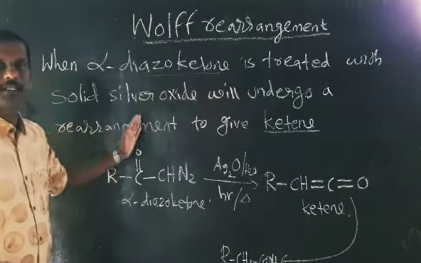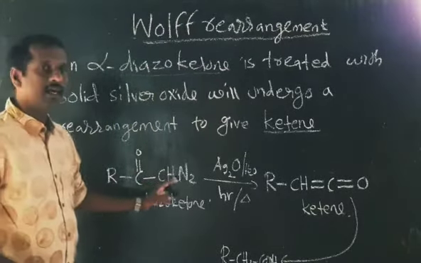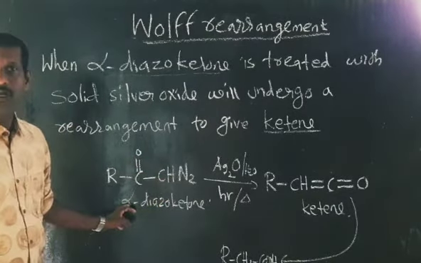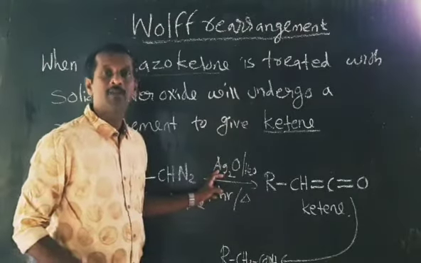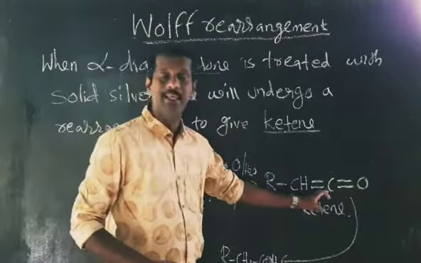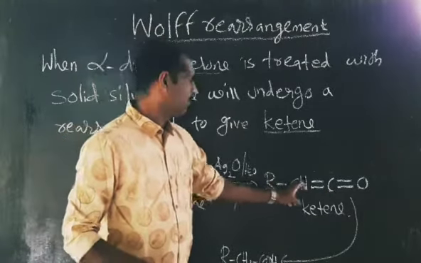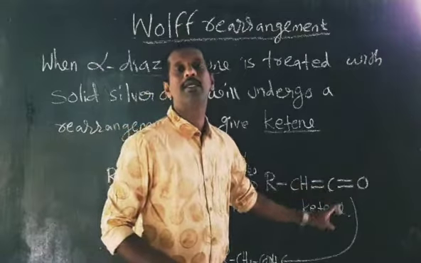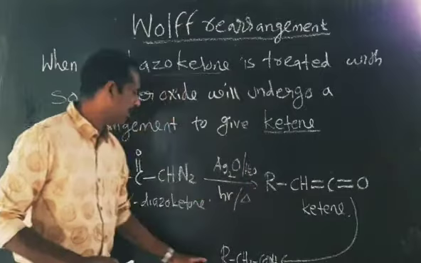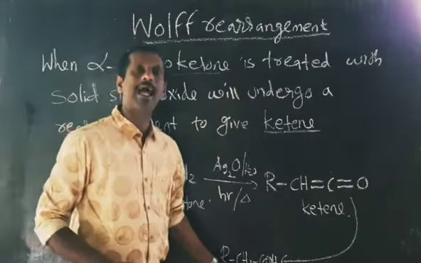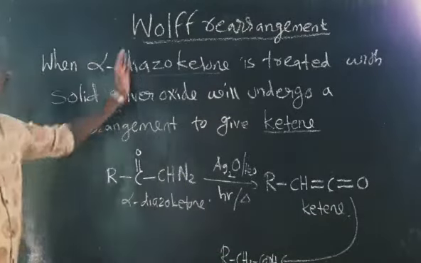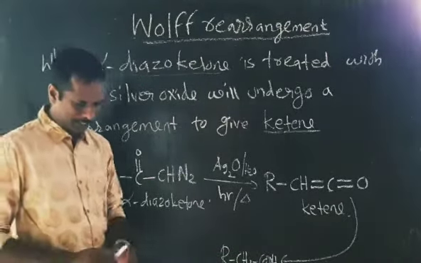Once again, Wolff rearrangement is the conversion of alpha diazoketone, R C double bond O CHN2, on treatment with silver oxide, or irradiation, or heating, to ketene. What is the formula of ketene? R CH double bond C double bond O. And if the reaction is carried out in presence of water, this ketene will be immediately converted to the corresponding carboxylic acid, RCH2COOH. Okay, this rearrangement is known as Wolff rearrangement.